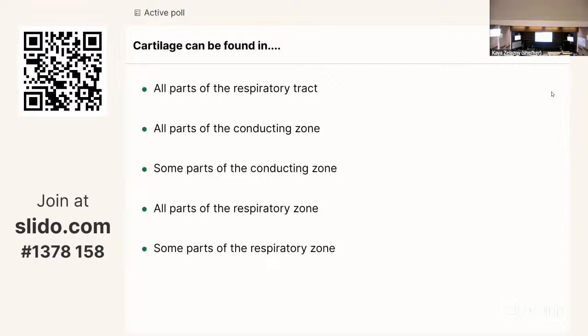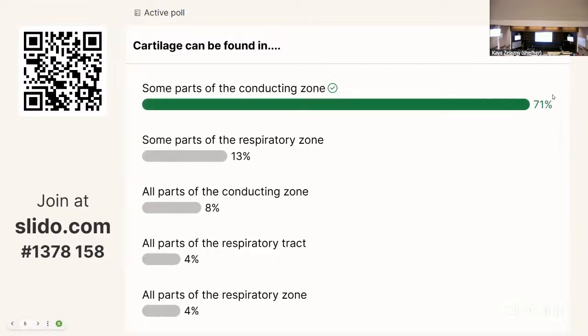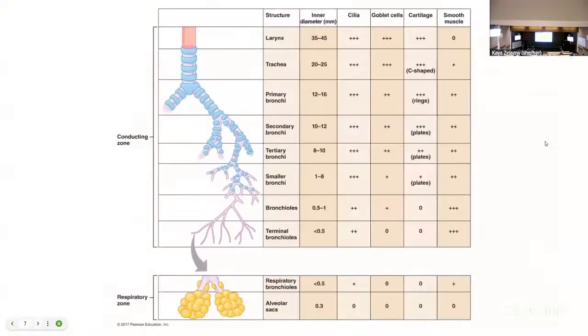Okay, let's take a look. Okay, yeah. So cartilage is going to be found in the conducting zone, but not all of it. We're not going to see cartilage anymore when we travel down into the respiratory zone. We can see that we have some differences in general between these zones.